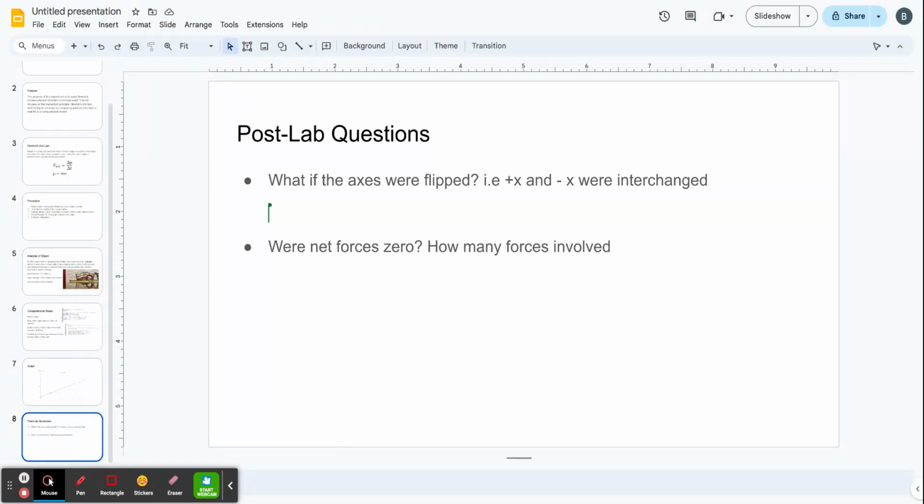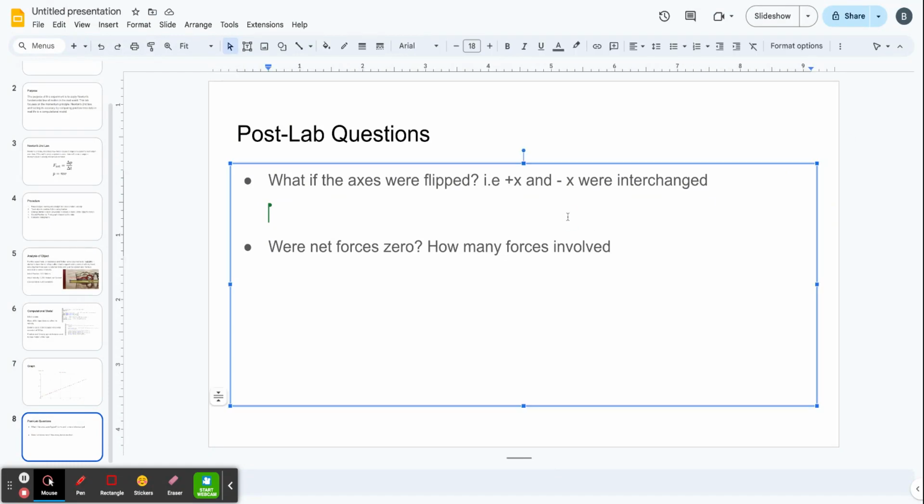What if the axes were flipped and positive x and negative x were interchanged? So basically what would happen is it would be exactly the same, but in the graphs, instead of sloping positive, it would be negative, because if moving to the right was in the negative x direction, then the plots would be below zero, so it would have a negative slope.